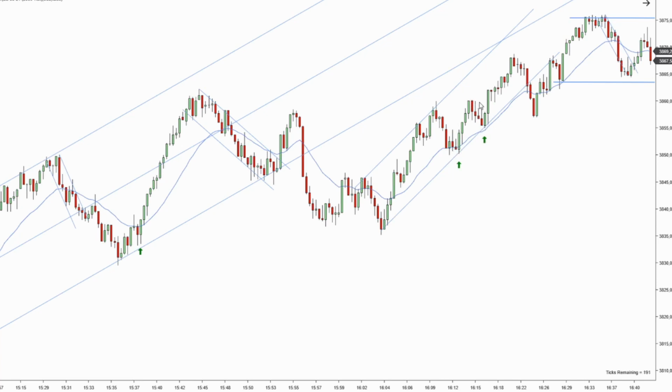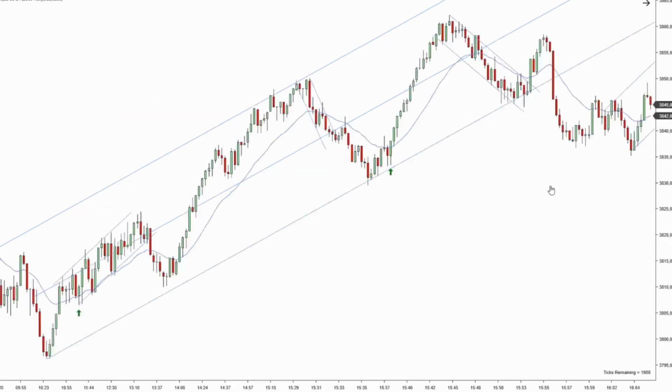New high, first entry long, pullback, second entry long at the key EMA, at the key entry point. We are in an uptrend. We are looking to make a new high. This shortened trend line is valid.